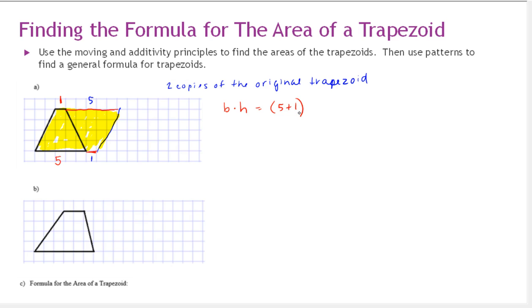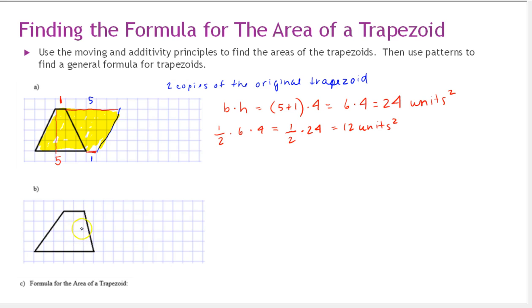Okay. And the height, well, that's the distance from the top base down to the bottom base. I'm going to draw the line here right along the grid marks, and that length is 1, 2, 3, 4. So times 4. So that's 6 times 4, which is 24 square units. Now, since our original trapezoid is 1/2 of this parallelogram, our original trapezoid is 1/2 times the sum of these bases, which is 6, times 4, which is 1/2 of 24 units squared, which is 12 units squared.